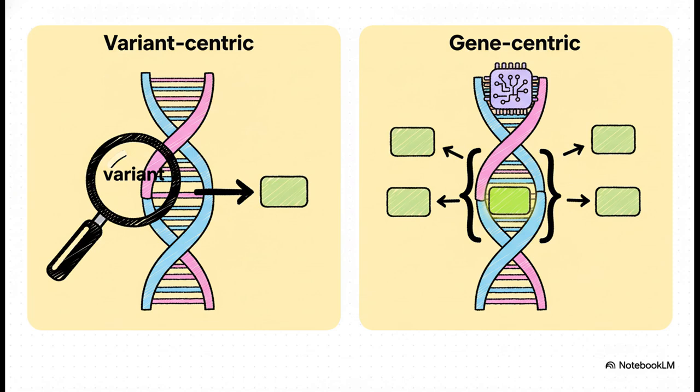A variant-centric approach focuses on the likely causal variant itself, using its genomic context and functional annotations to link it to a specific gene. A gene-centric approach, conversely, evaluates all genes within the associated locus, prioritizing them based on their biological plausibility and other converging lines of evidence.